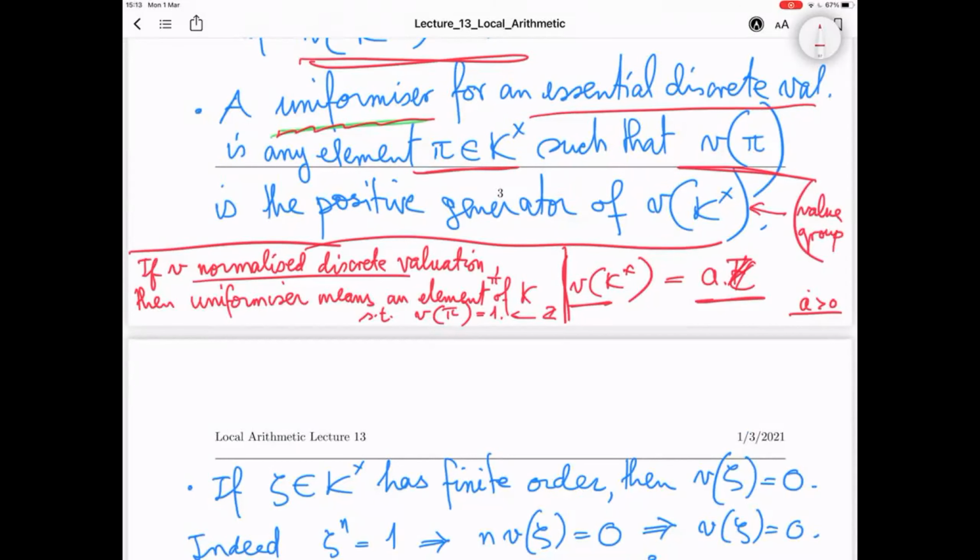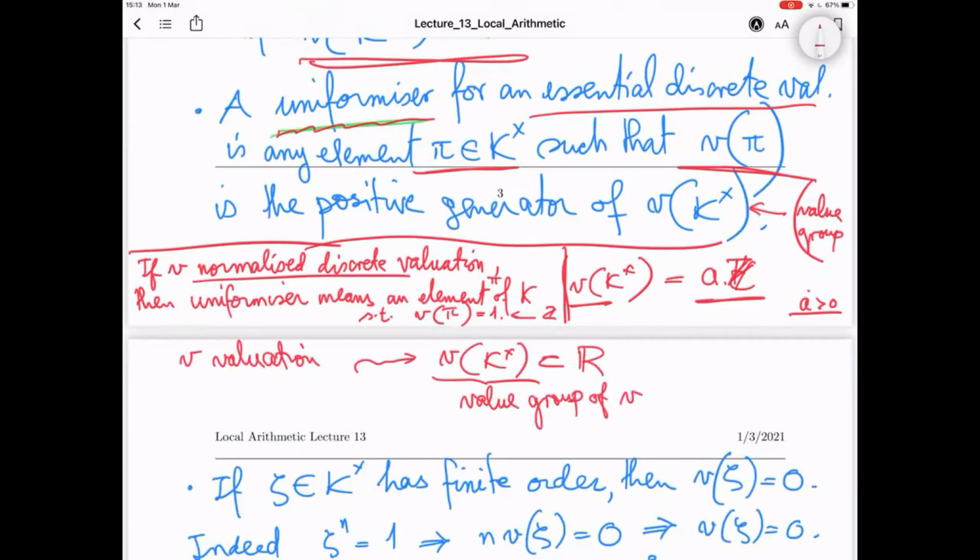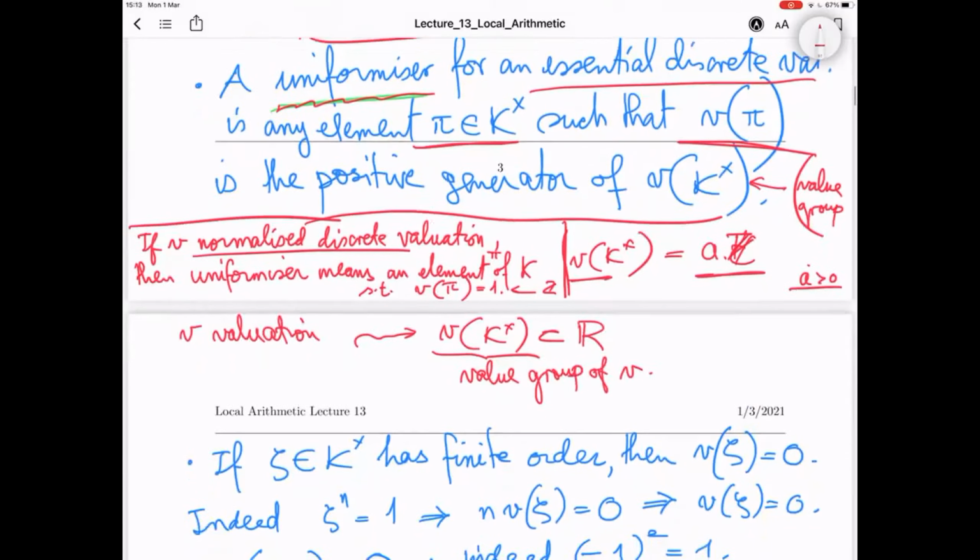If V is a valuation, then of course you get this subgroup V of K star, which is a subgroup of R, and sometimes it's called the value group of V, right?